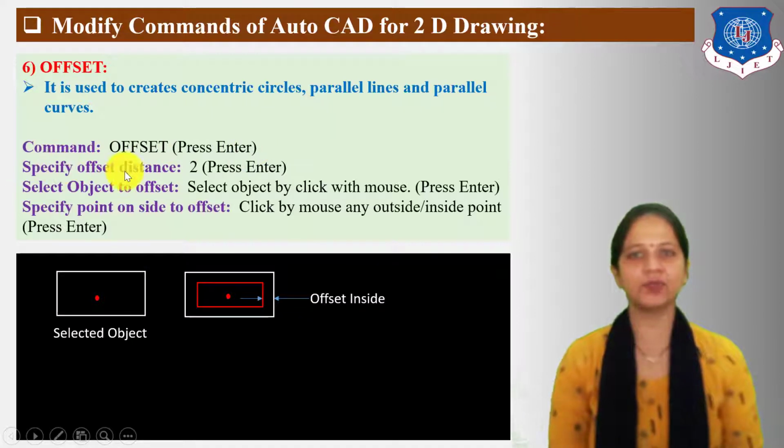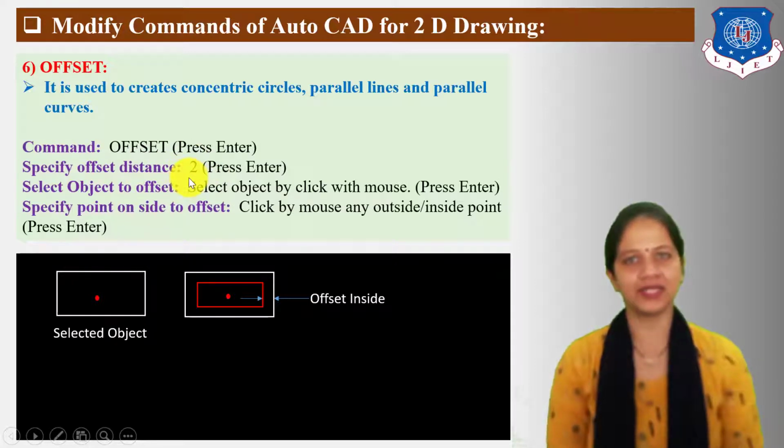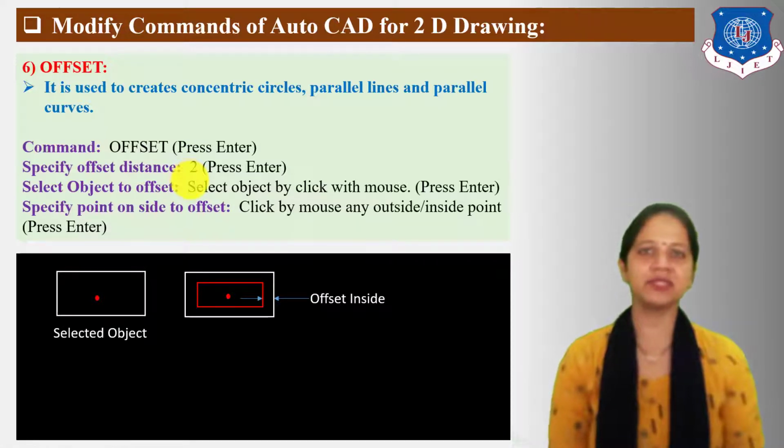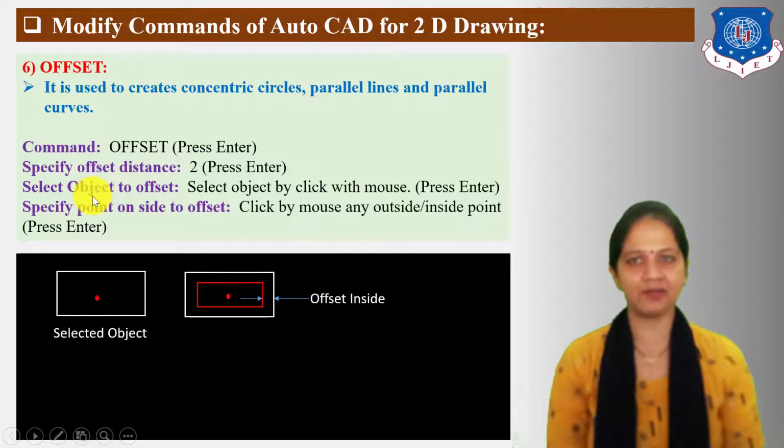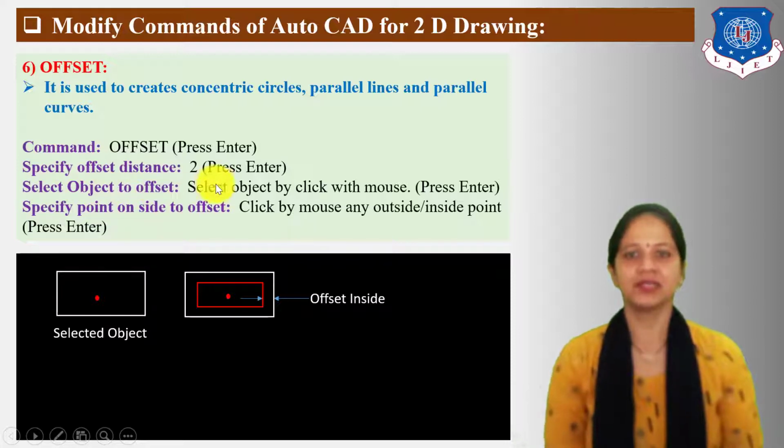Next statement displayed on the command bar area is specify offset distance. Here I have taken 2 units for offset distance. As the unit you can take meter, mm, or centimeter as per your requirement. After pressing enter, the next statement displayed on the command bar is select object to offset. Select the object by clicking with the mouse, then press enter.